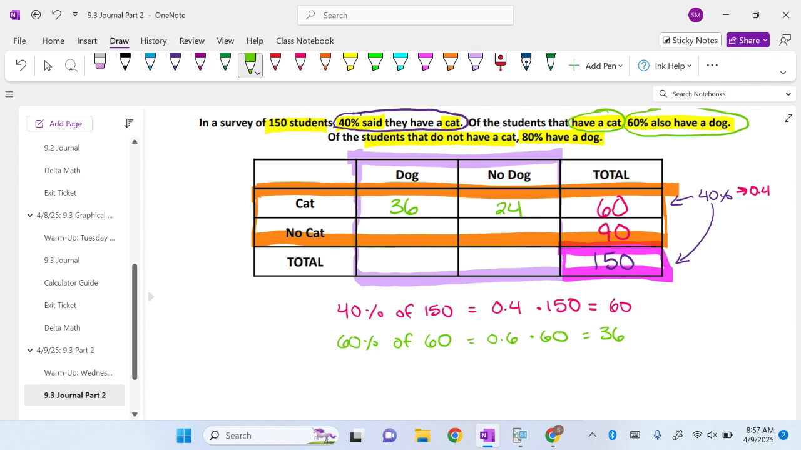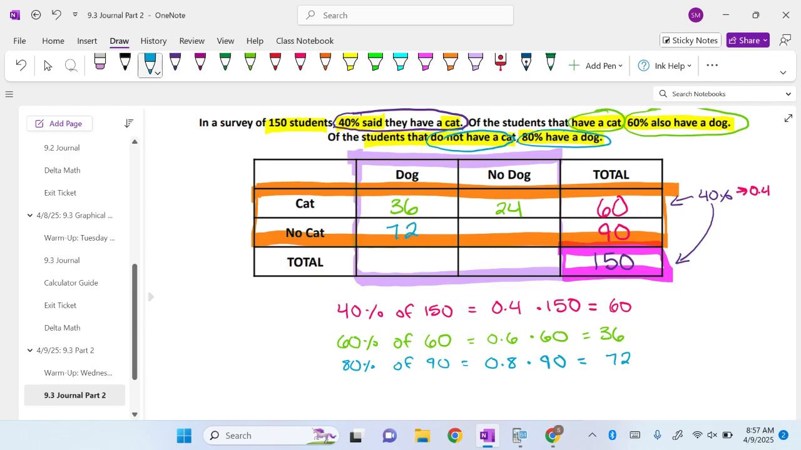Now we can have our last statement. Our last statement says the students that do not have a cat, 80% have a dog. So in other words, if they don't have a cat, 80% have a dog. So we're filling in this box right here. What do I need to take 80% of? 90. That's of the people that don't have a cat. So 80% of 90, so I'm doing 0.8 times 90, which is what? 72.